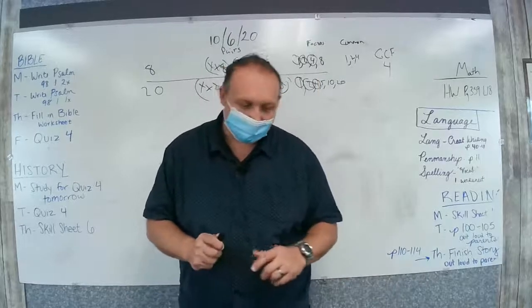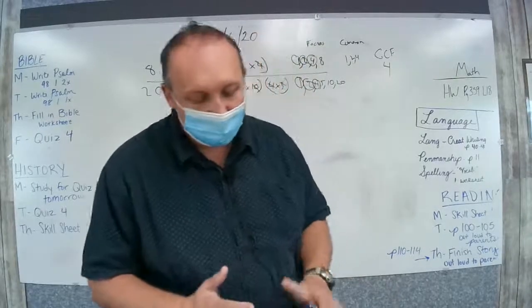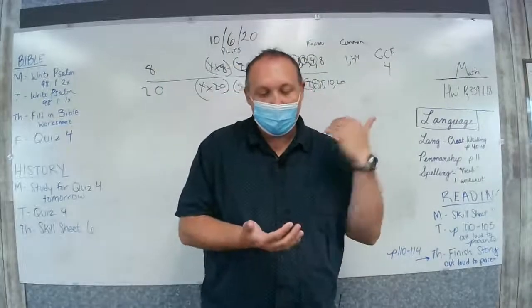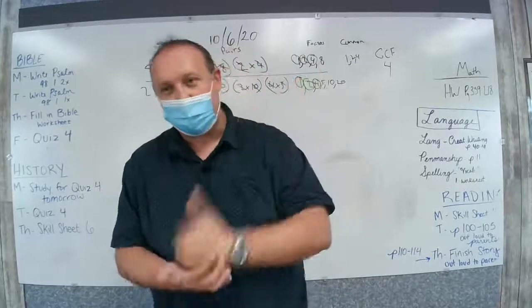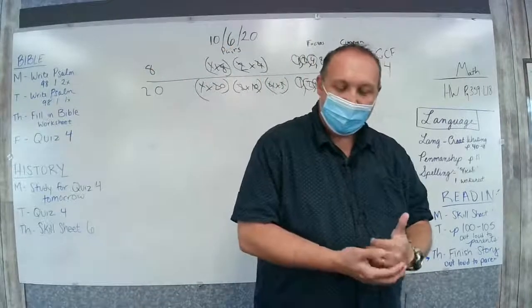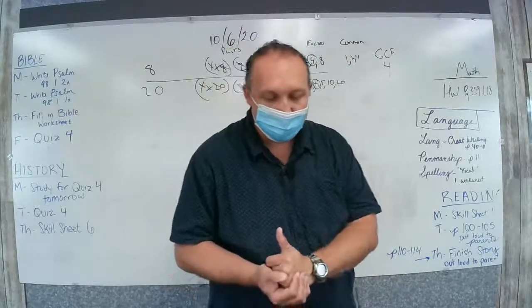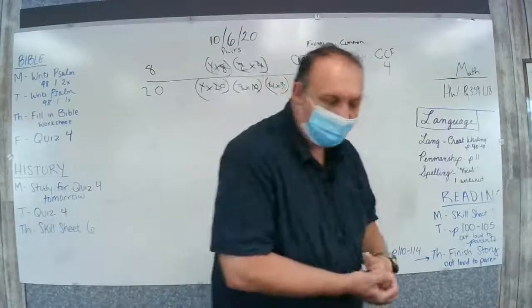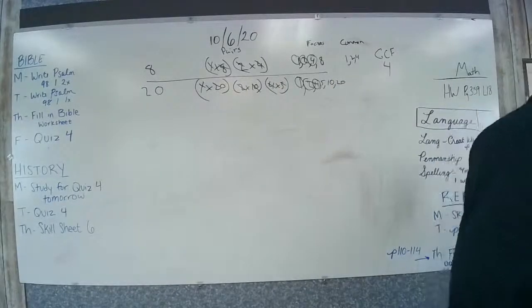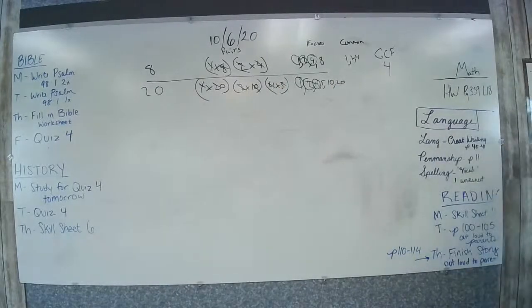Now that I did one on the board and we did one together, I want you guys to do letter C. Find the factors for 15 and 25, and then find the GCF. I will give 3 tickets if it's done correctly. I'll be around to check.